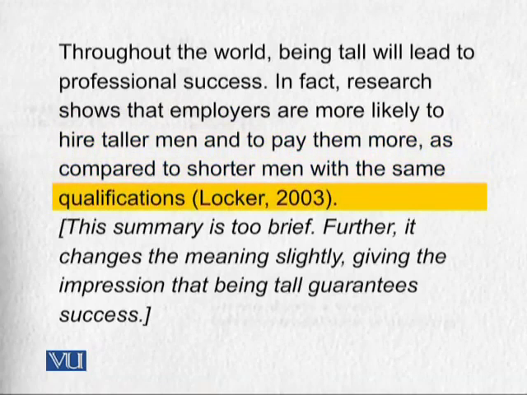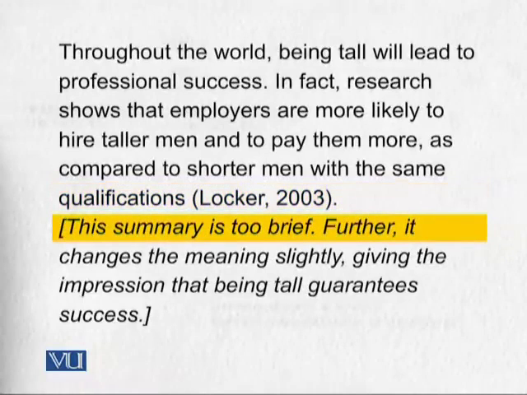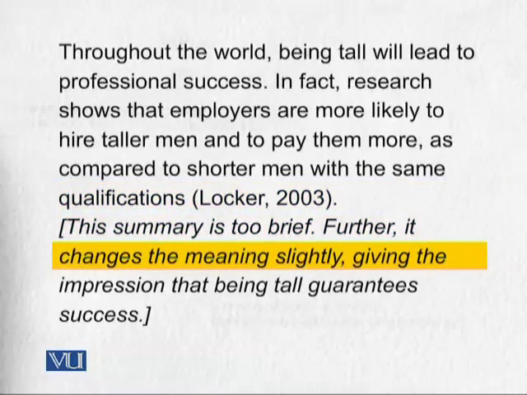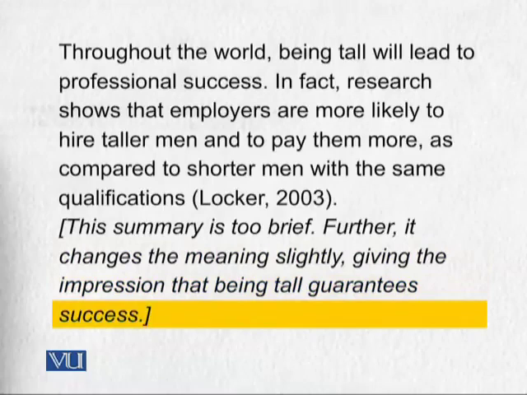Now, in this summary, of course, we try to encompass all the main ideas. But what happens is we slightly change the theme of the actual text. This summary is too brief. Further, it changes the meaning slightly, giving the impression that being tall guarantees success. Whereas in the original text, we also discussed that there are some drawbacks.